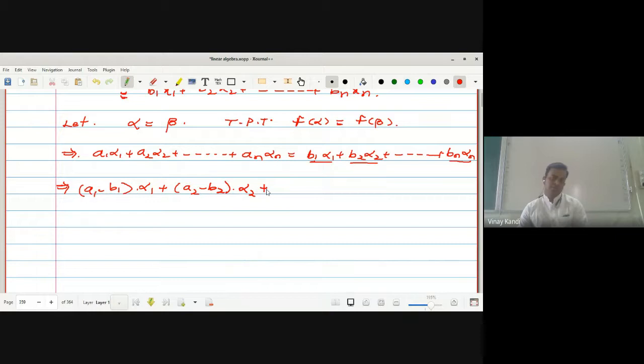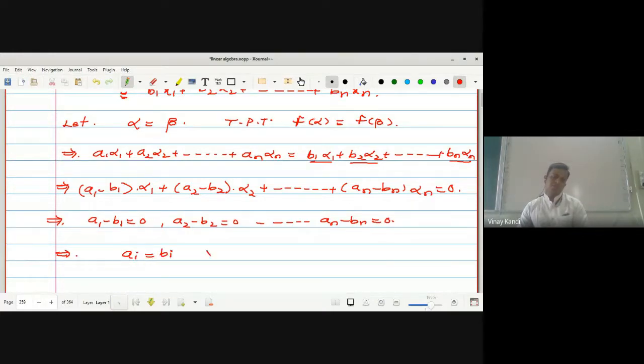Any doubt? No, sir. Up to so on an minus bn into alpha n is equal to 0, which is equal to the right hand side, the zero vector. This implies a1 minus b1 is equal to 0, each coefficient is 0. a2 minus b2 is equal to 0, up to so on an minus bn is equal to 0. This implies ai is equal to bi for all i, with i running from 1 up to n.